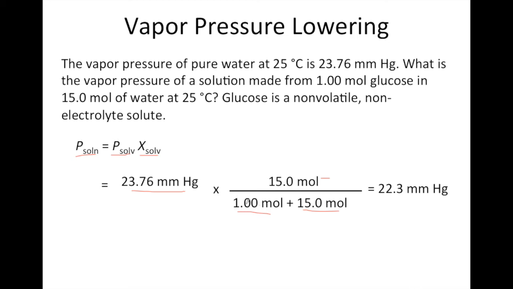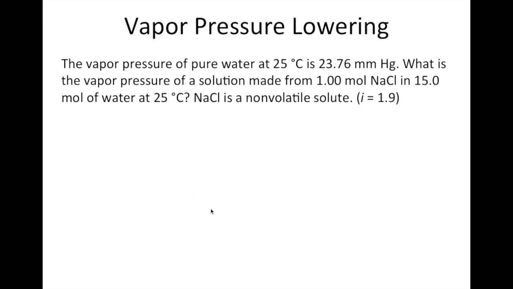The Van't Hoff factor for glucose is 1, so if we take that into account, again, it doesn't change our moles of our solute. So overall, we would get 22.3 millimeters of mercury for our solution. And notice that the vapor pressure of our solution is less than the vapor pressure of the pure solvent, which is what we'd expect as our colligative property. So pause the video again and try to solve for the vapor pressure of a sodium chloride solution under similar conditions.